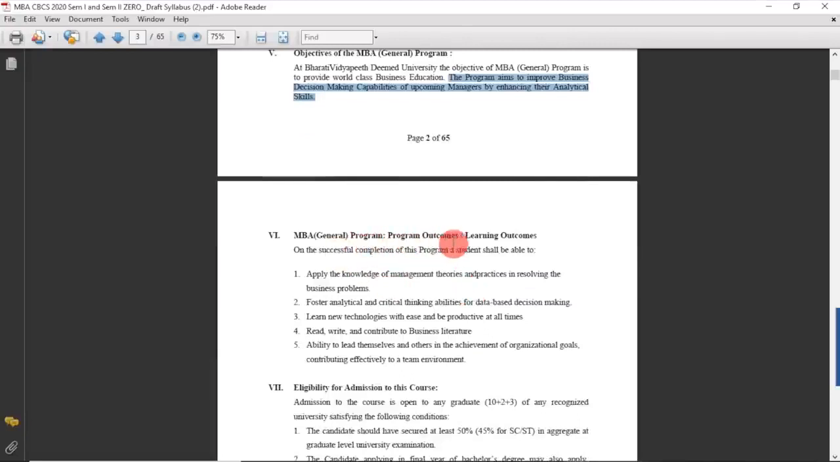So for the MBA General Program, there are outcomes and learning outcomes which should be achieved after the student goes through this course. These are the learning outcomes of the program, and related to them, we create the learning outcomes of a course, right? The learning outcome of the course should be in line with the learning outcome of the program. That is how things are getting interlinked. So these are some of the outcomes which we had discussed.